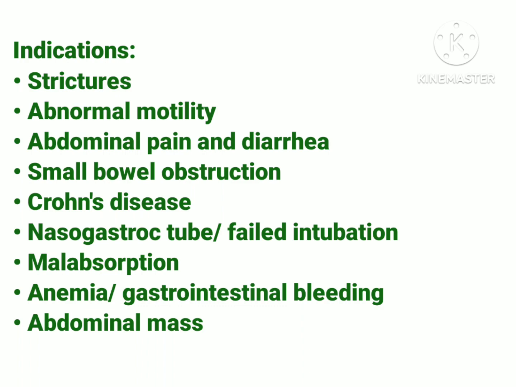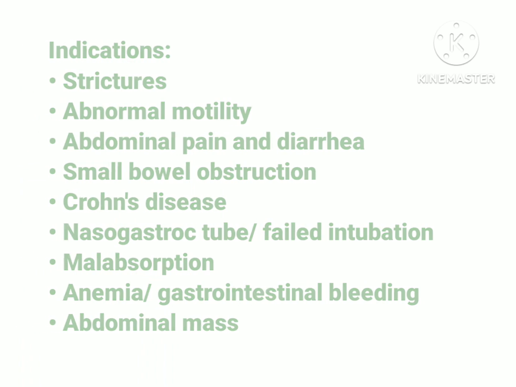Next is nasogastric tube, means where we can insert the tube, that's the nasogastric, or it can be the endotracheal tube. So to examine whether it's properly inserted or not, that time also we can follow this investigation to check out this tube insertion. Next is malabsorption, means where there is a prevention of absorption of nutrients through small bowel. Next is anemia. It's a condition in which blood does not have enough healthy red blood cells. Next is gastrointestinal bleeding, and the last one is abdominal mass.